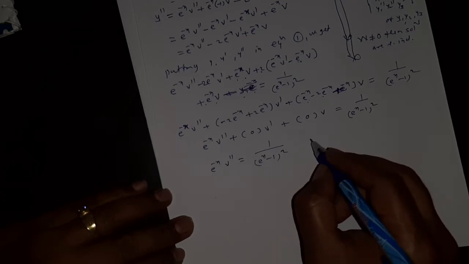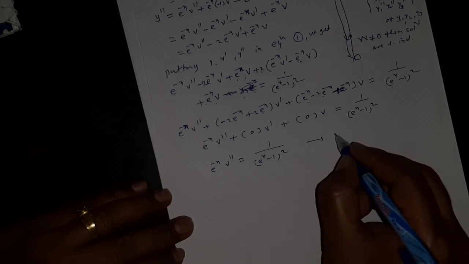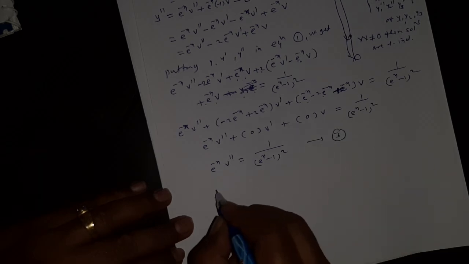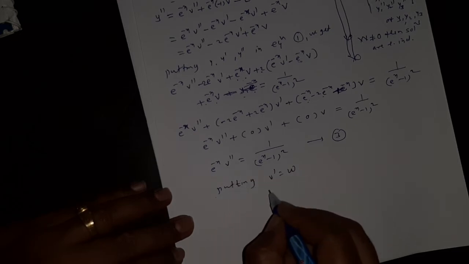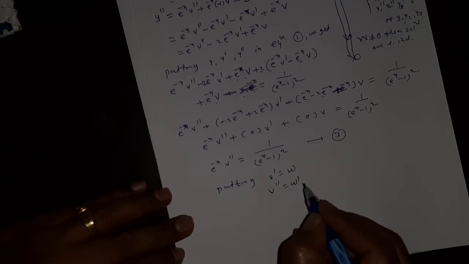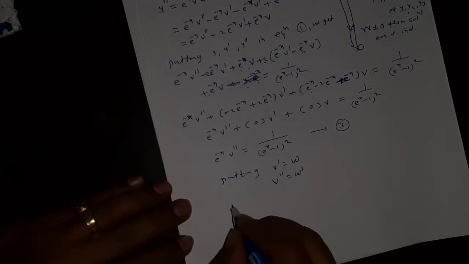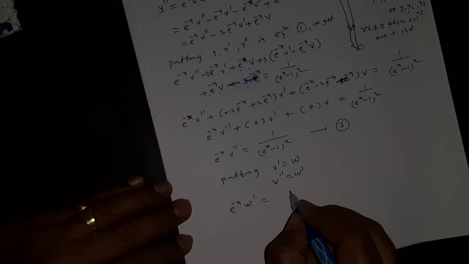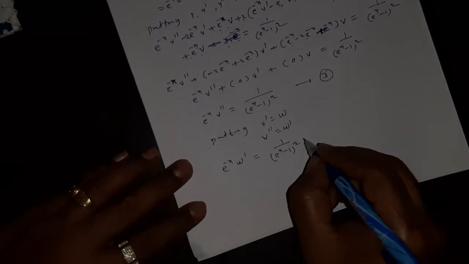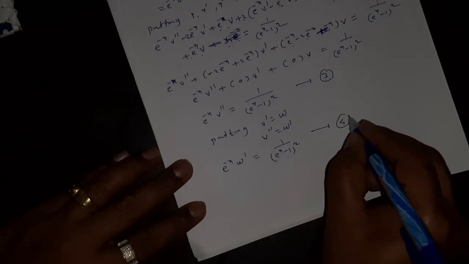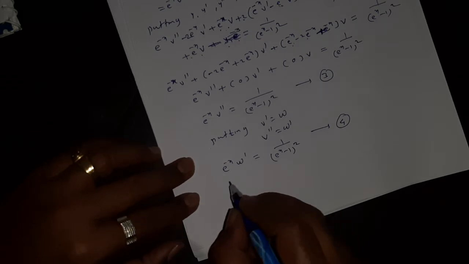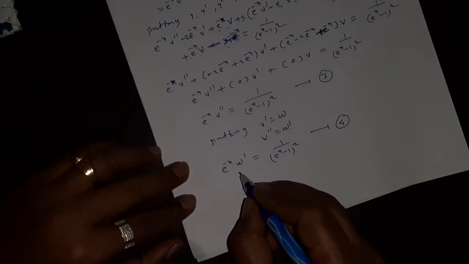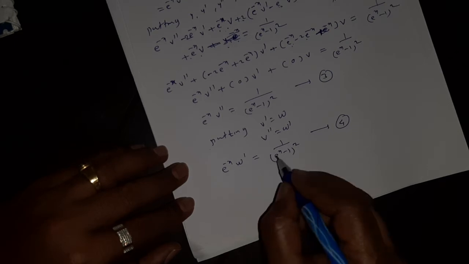Okay. Then suppose this is the third equation. Then substitute, putting v dash is equal to w, and therefore v double dash is this. So we have this equation, bracket square. This is equation 4, and this is the differential equation of first order.